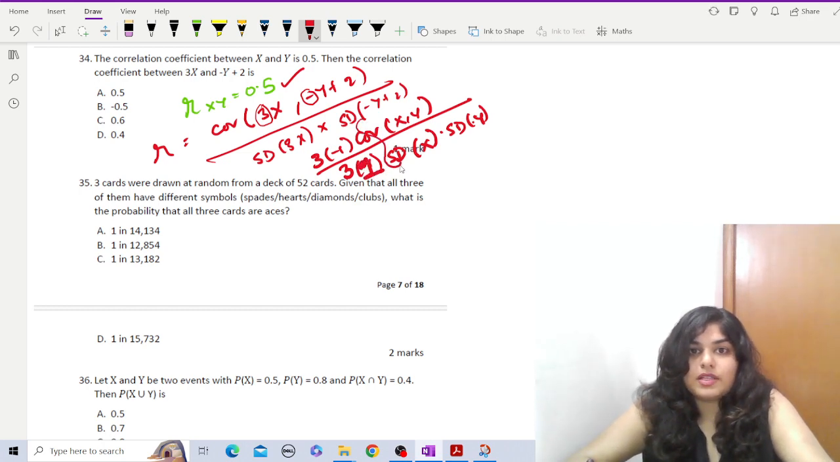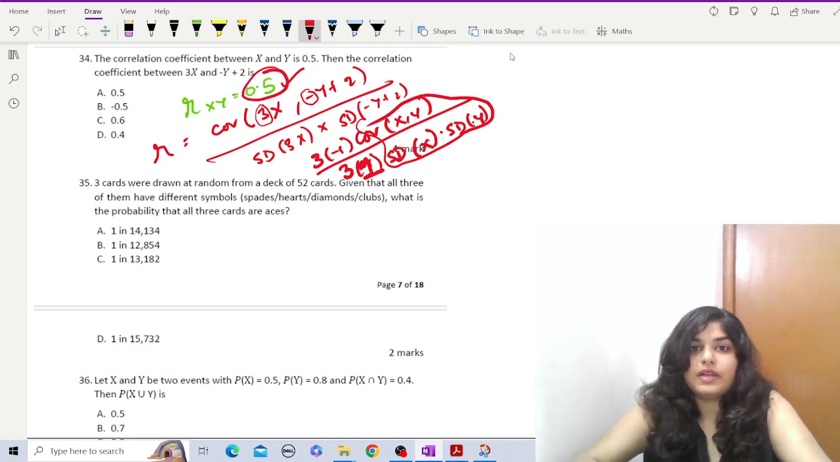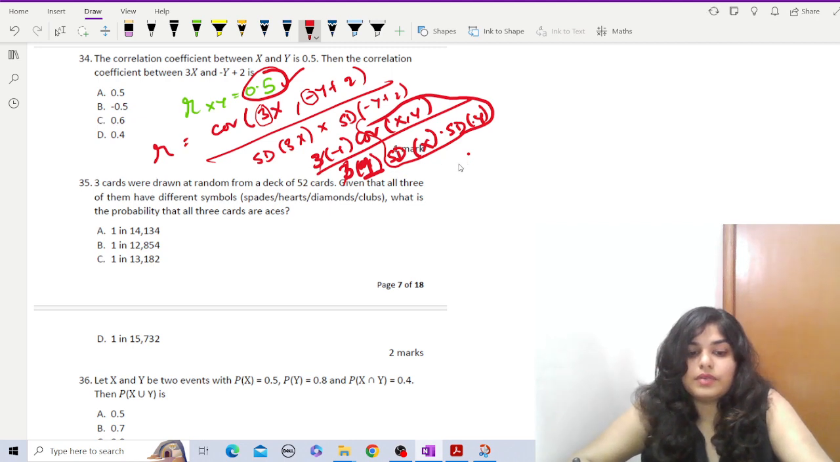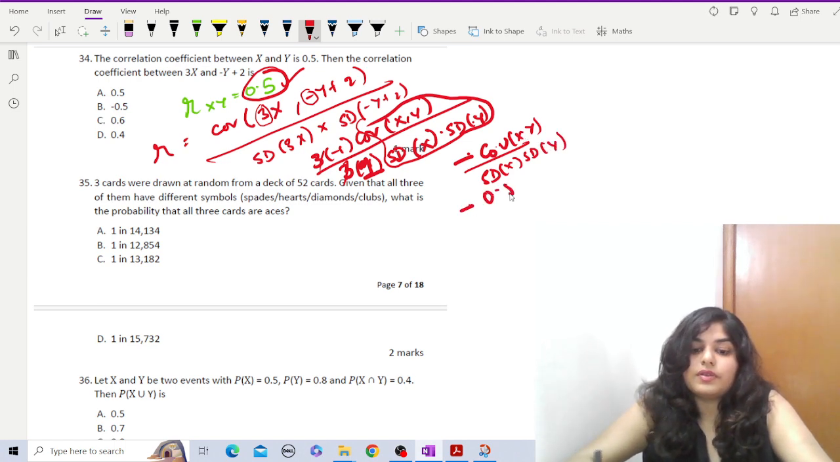Now this cov of xy by sdx into sdy, this is nothing but r, that is 0.5. So the 3 gets cancelled. So we have got minus of cov xy by sdx sdy. So minus of 0.5. That is the answer. That's B.